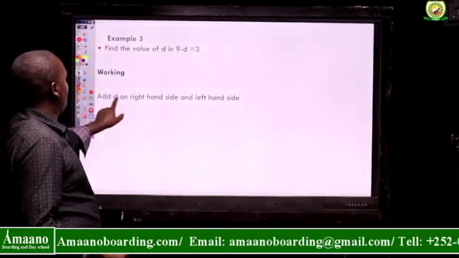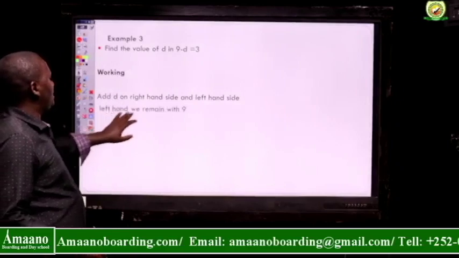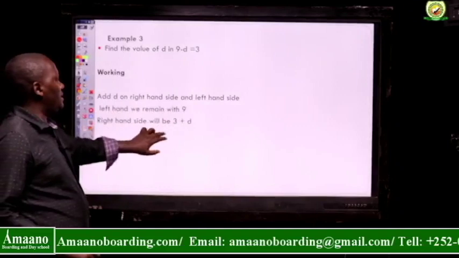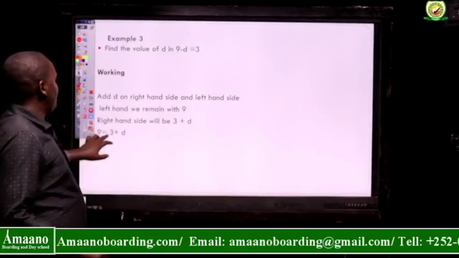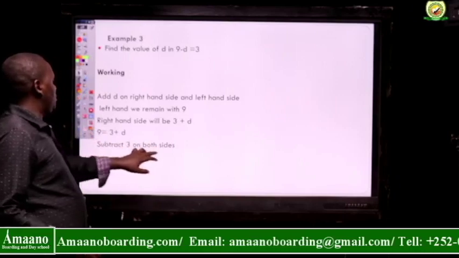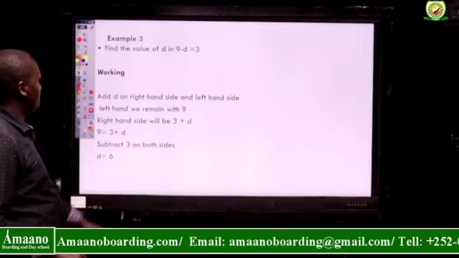Working, it's here. Add d on the right hand side and left hand side. The left hand side will remain with 9. The right hand side will be 3 plus d. So 9 equals 3 plus d. Subtract 3 on both sides. I'll have d equals 6.